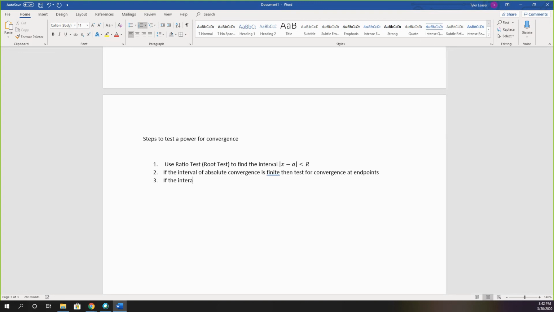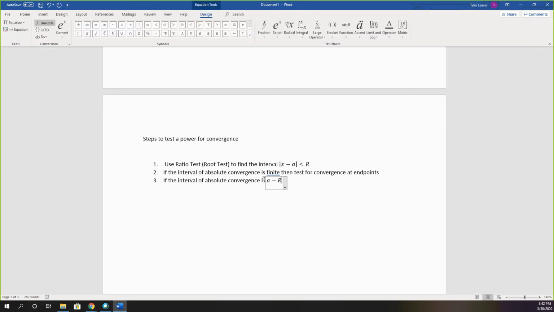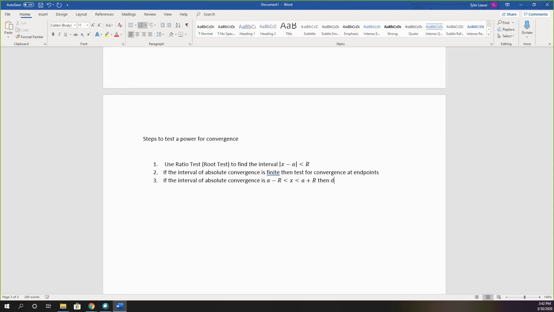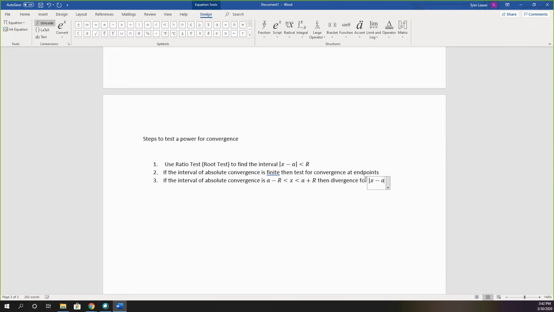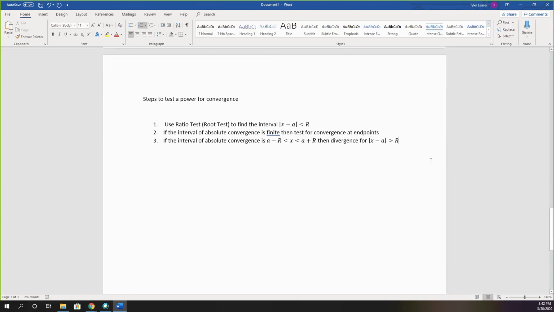And then the third possibility: if the interval of absolute convergence is that finite interval, a minus R is less than x is less than a plus R, then that means that we have divergence everywhere else. So we're going to have divergence for absolute value of x minus a greater than R, so beyond that value on that number line I drew a little bit ago.